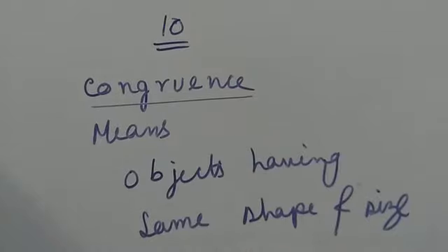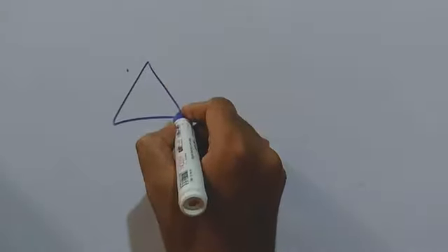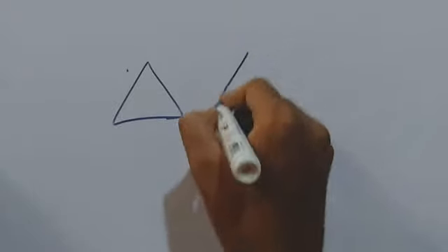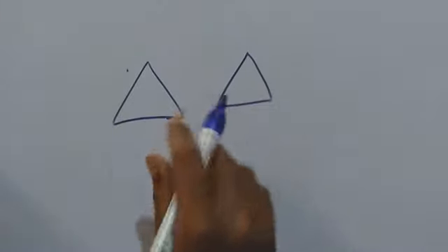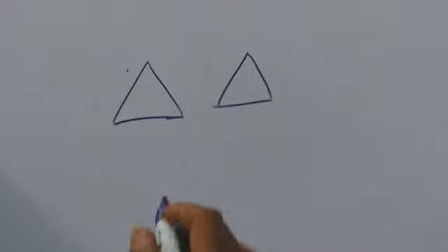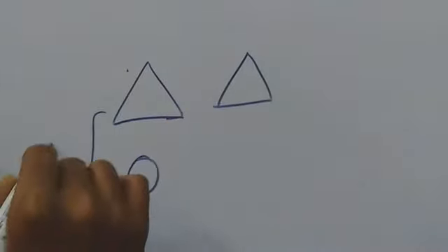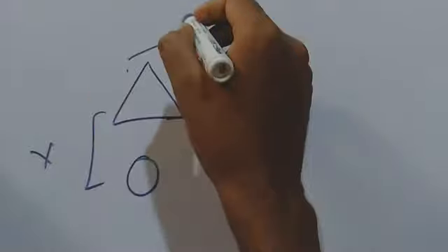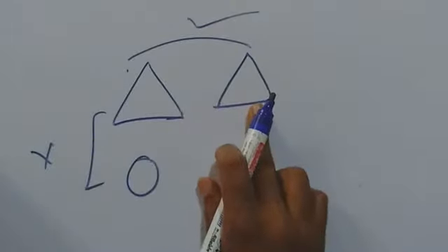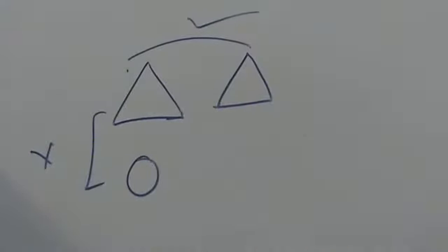Now I will give you some explanation. Suppose your textbook and your notebook are congruent, or here you can draw a triangle. These two triangles are congruent because their shape and size are the same. But this triangle and these circles are not congruent. Only these two triangles are congruent because they have the same size and same shape. Now I will show you how to use this concept of congruence while solving Exercise 10.1.